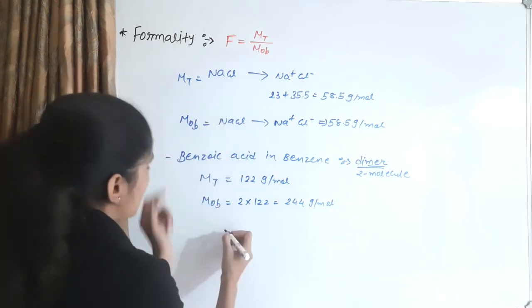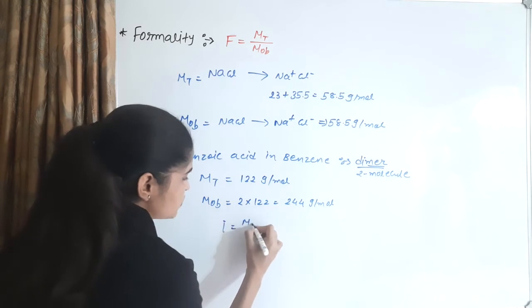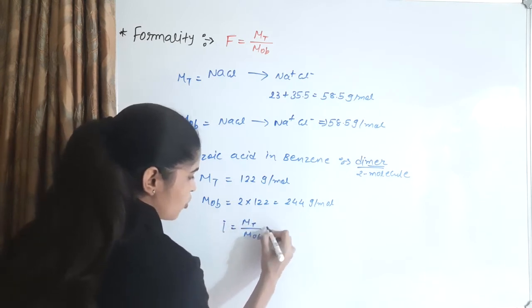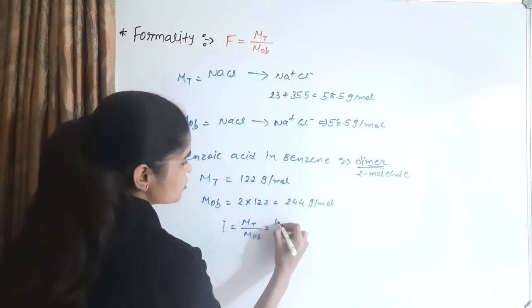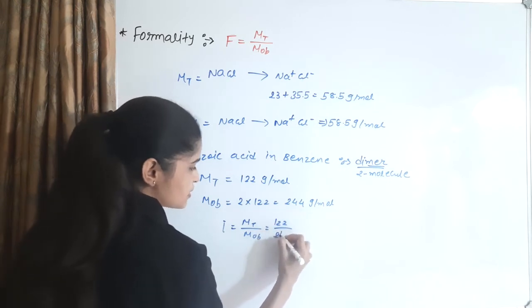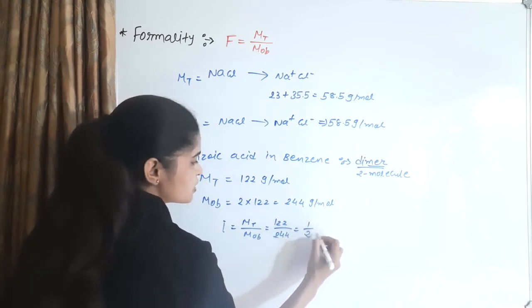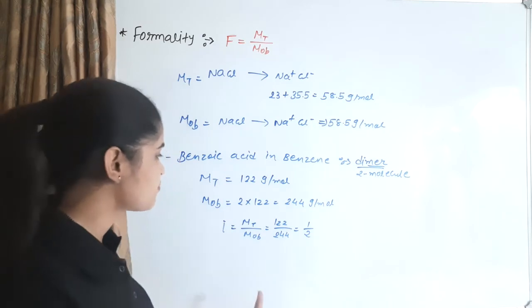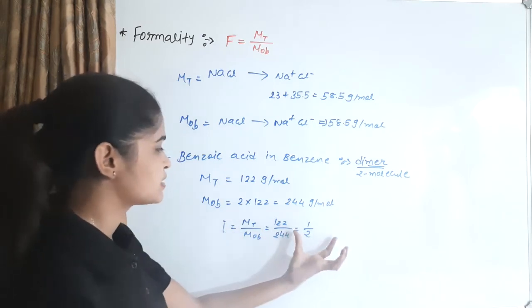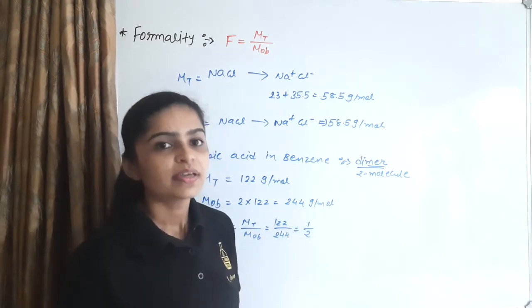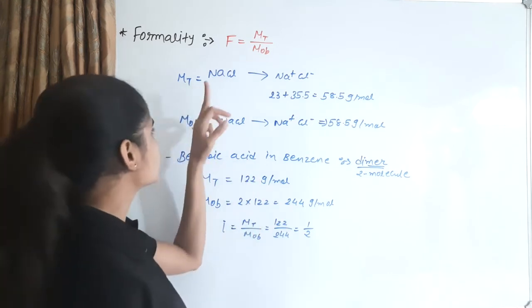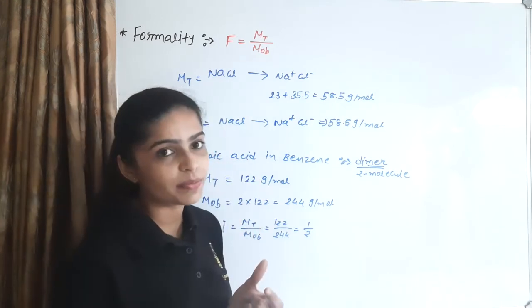So its i factor is M theoretical divided by M observed. M theoretical is 122 divided by 244, so this is 1 by 2. That way we find that the i factor is equal to 1 by 2. This is the main difference between the theoretical molecular mass and observed molecular mass.